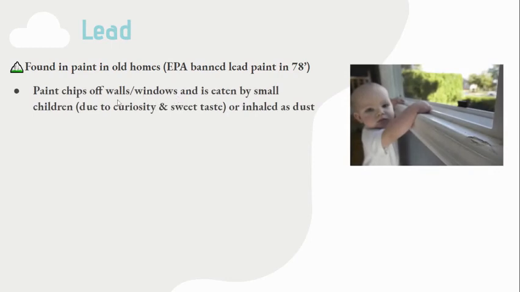And if you have small children in the house, it's important to know how old the paint is on the features of your home. Paint does chip off the walls and windows, and it can be eaten and picked up by small children. If you have small children in proximity, you'll see that they just put everything in their mouths.